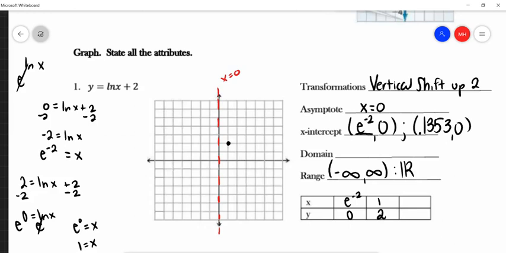We had the point e to the negative 2, 0, which we said was 0.1353, 0, so that's really, really close to our asymptote. So I already have a good idea of where the direction is going. So I can go ahead and connect these. And then get really close to the asymptote. And from here I can find domain. Domain is going to be 0 to infinity.